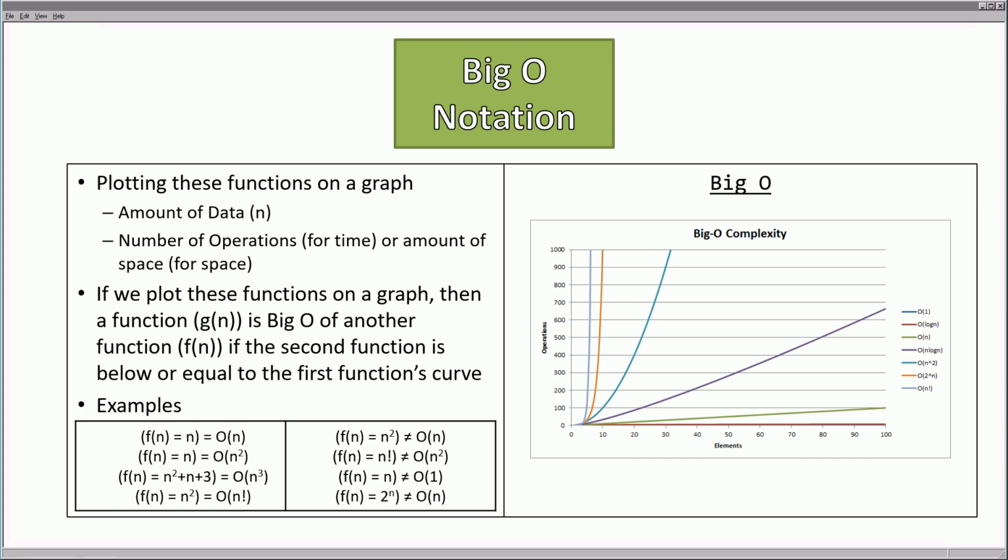Now the thing you can't do, if our f of n was described as n squared, which is this line, is say that it is big O of n, because this line is not below that line. Similarly, n factorial cannot be described as big O of n squared, because this line is way above this line. You also can't describe the function f of n as being the constant value big O of 1, and you can't describe the function 2 to the power of n as being big O of n.